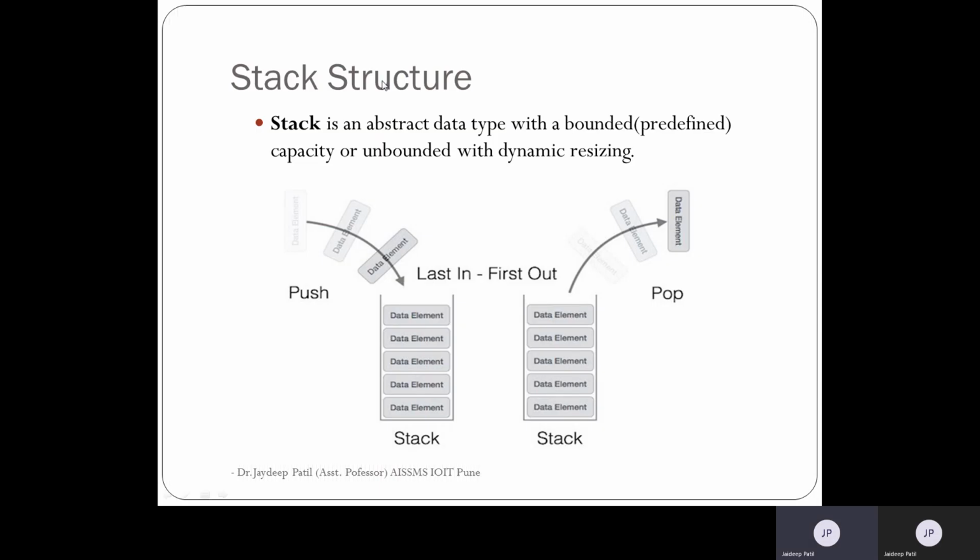Stack structure. First we will see the stack structure and go towards the operations of a stack. A stack is an abstract data type with a bounded or predefined capacity, or unbounded with dynamic resizing structures. There are two operations, push and pop, that are mainly performed on the stack. Push means adding a new element into the stack, and pop means removing an element from the stack.